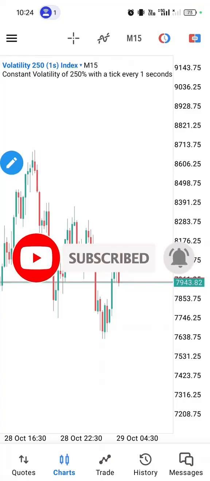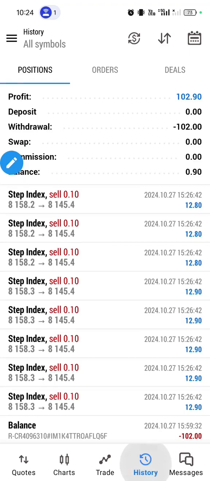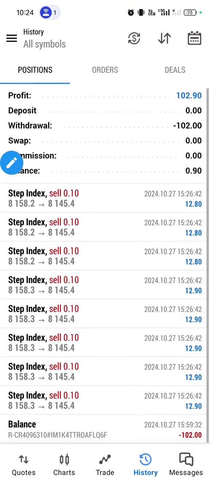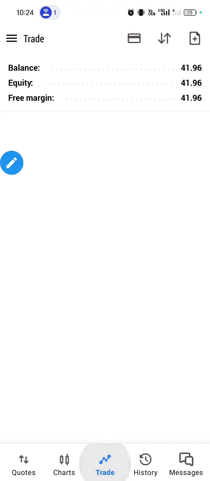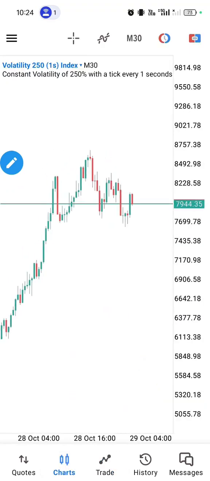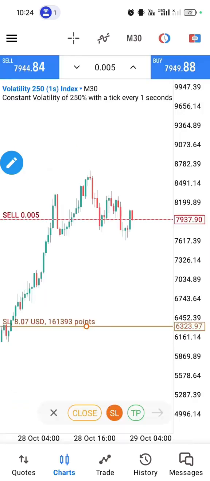Now, before analyzing, I want to take you guys to the history. As you can see, there is step index. We had milked it actually. Now there is the setup, there is the profits, and you can see the withdrawal. Now we were at 41 USD right now, and we start off the analysis by placing our positions.